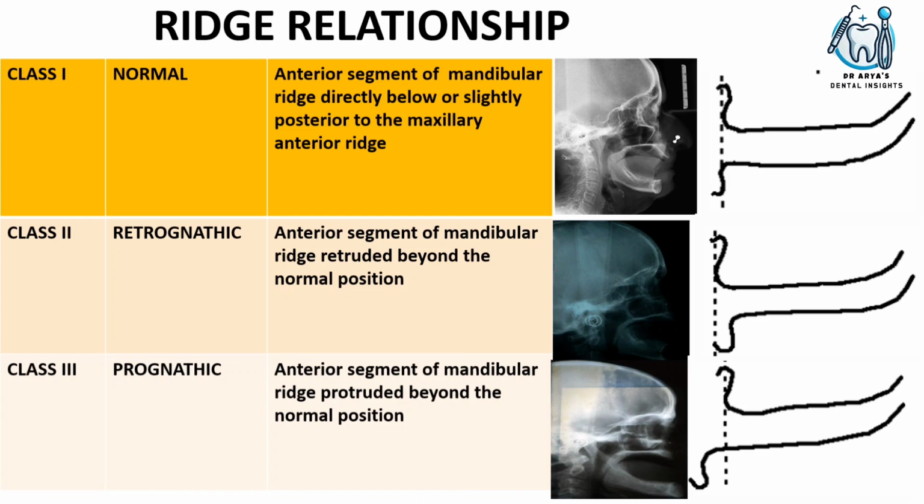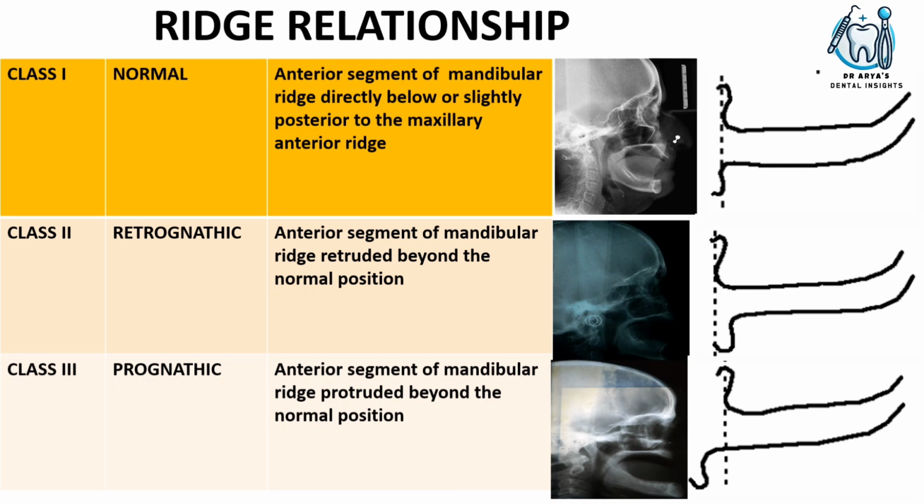Next one is ridge relationship. According to Angle, it is classified into class 1, class 2 and class 3. Class 1 is normal. Here the anterior segment of the mandibular ridge is directly below or slightly posterior to the maxillary anterior ridge. In this picture, it's clearly shown that the anterior segment of the mandibular ridge is directly below or slightly posterior to the maxillary anterior ridge.